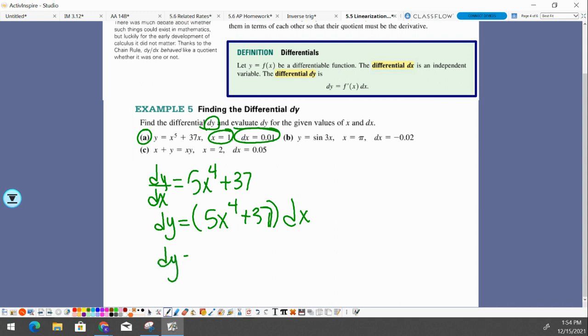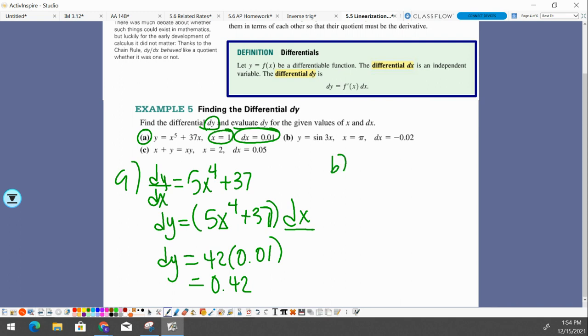So dy equals, well, if I plug 1 in for x, that's just 5 times 1. 5 plus 37 is 42. The dx differential value is 0.01. Just multiply to get 0.42. Take the derivative just like you always do. Move the dx to the other side, plug in your values. All right, that's letter A.